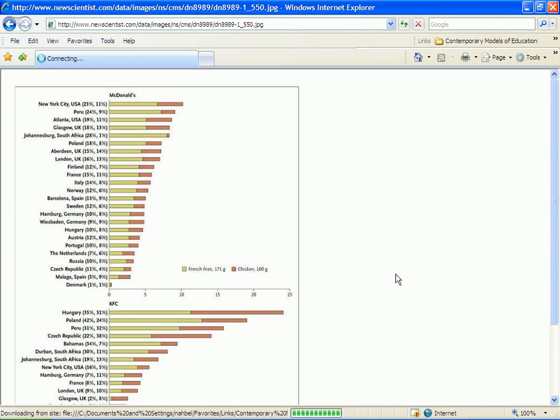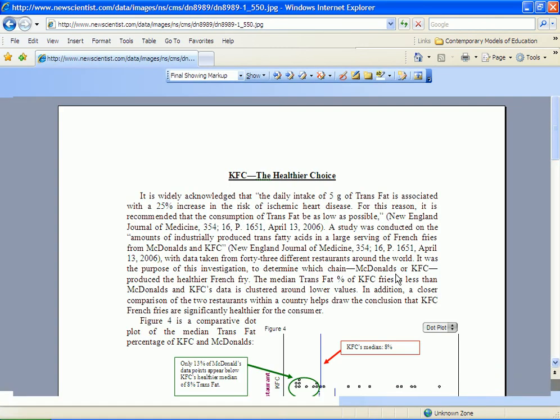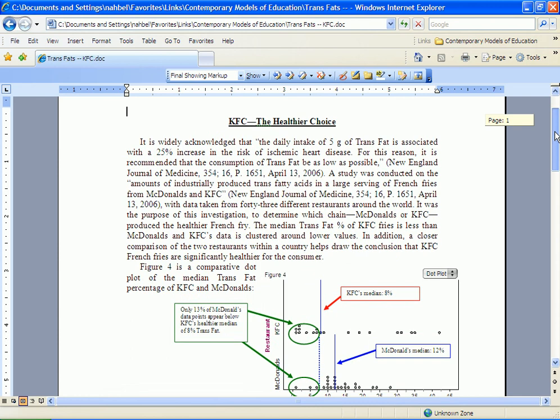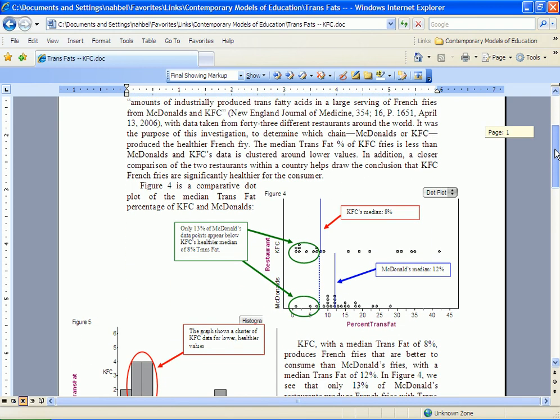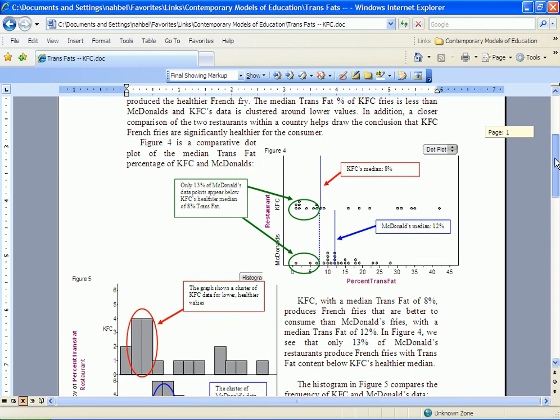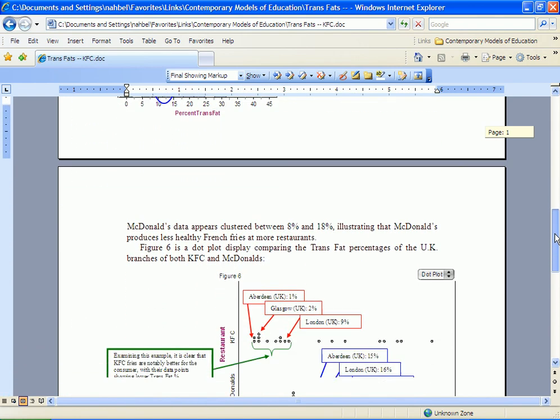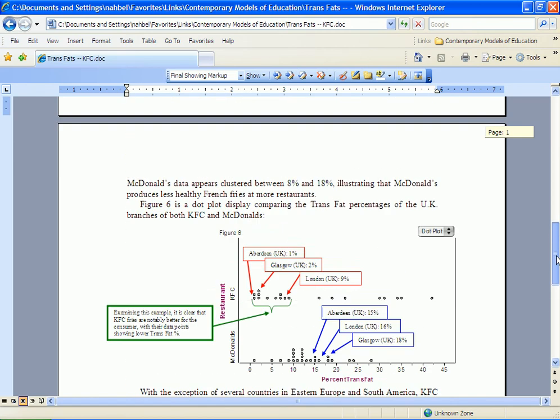The assignment that I gave my students was, and here's an example, to write an article that says that KFC has healthier fries than McDonald's. They used quite sophisticated knowledge and displays of statistics in order to do this.